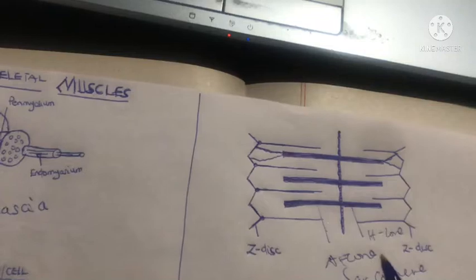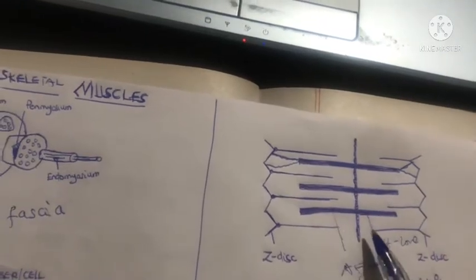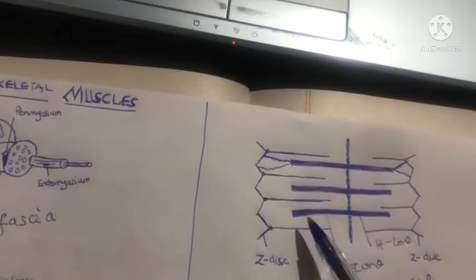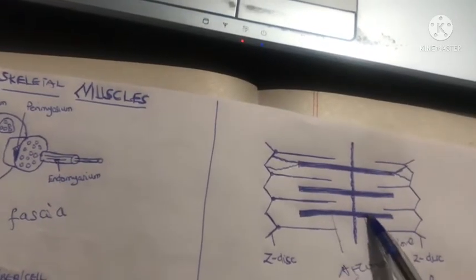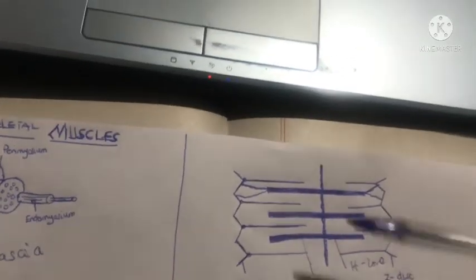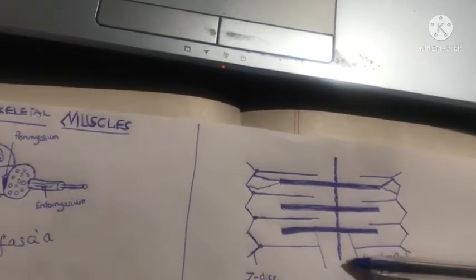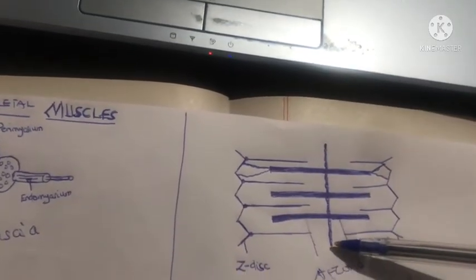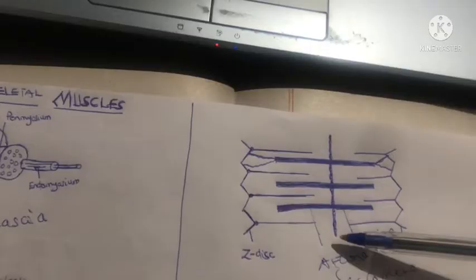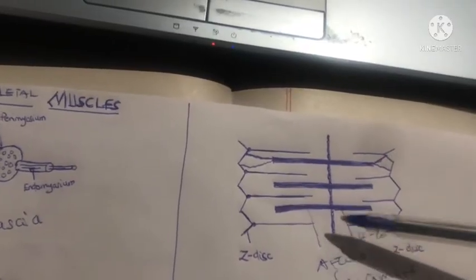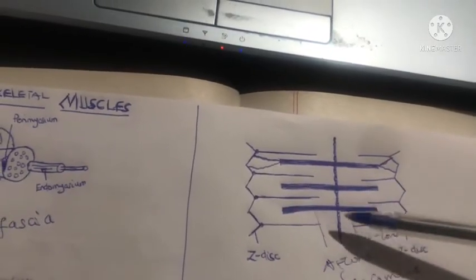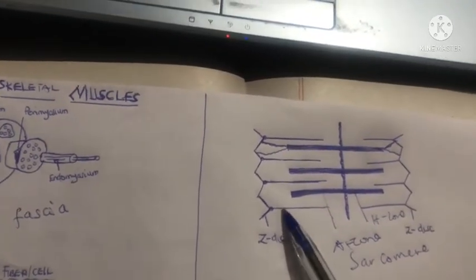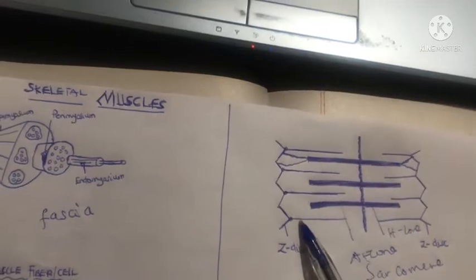So the H zone is from the end of one thin filament to the end of the other thin filament, where there is no overlap between what? The thin and the thick filament. This part is called the H zone. Understand? And what is running here is called the M line. The M line is made up of proteins called myomesin and what? C protein.